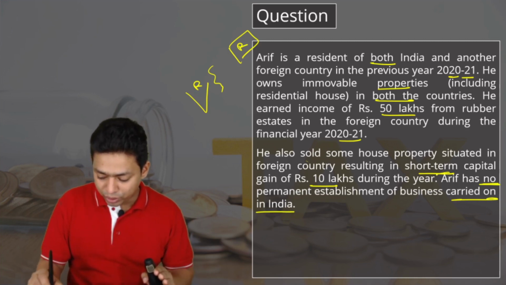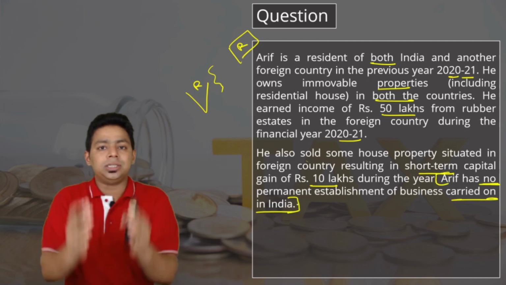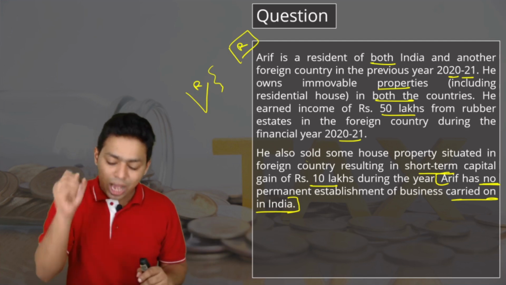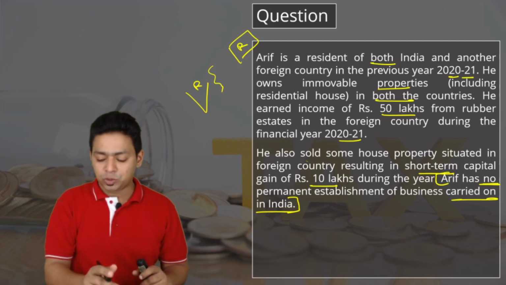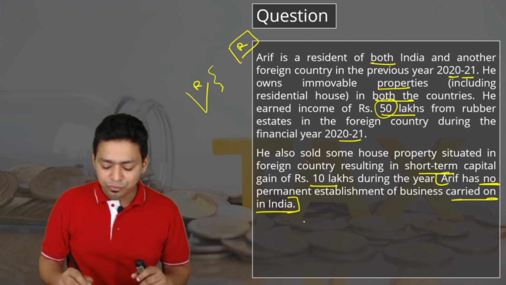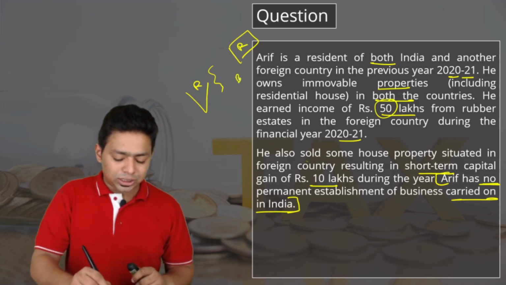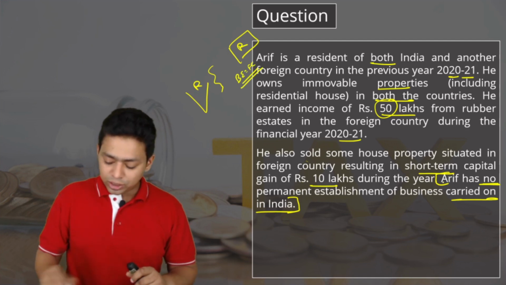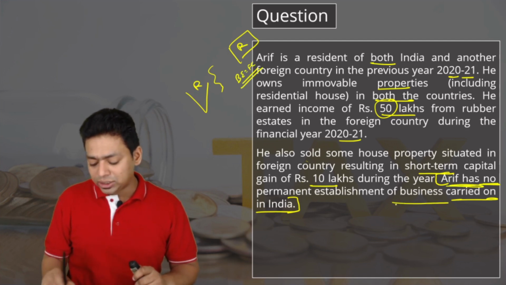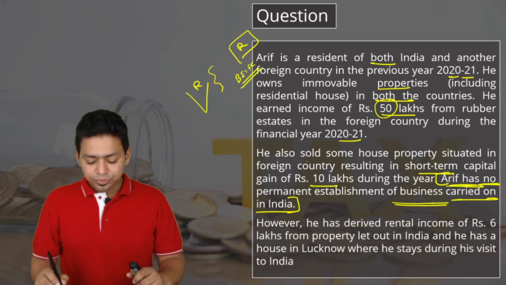Asif has no establishment of a business carried on in India. This is very, very important. He does not have any business establishment in India. He has a house, but he does not have an establishment in India. And if somebody is earning 50 lakh rupees and capital gain, meaning thereby he must have a business establishment in a foreign country. This line is very important. This is the deciding line, my dear friend.